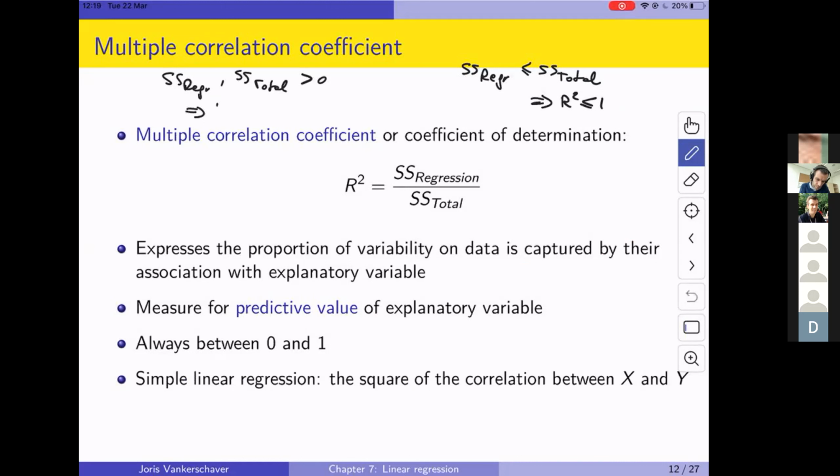So therefore, our R squared is also going to be positive. And now let's look at some extreme cases. If R squared is equal to 1, what does that mean? Well, from our definition, the sum of squares of the regression is equal to the sum of squares total. Because if that fraction has to be equal to 1, then the numerator and denominator have to be the same. And from that, what does it say?